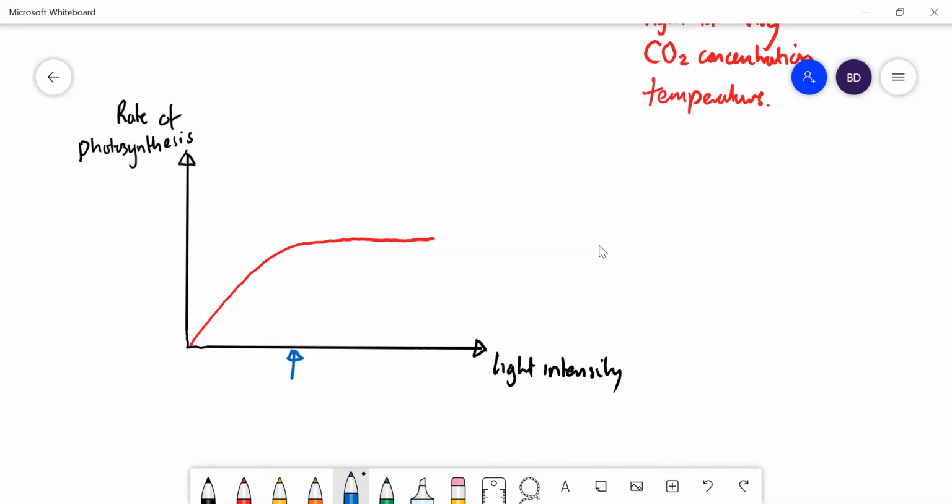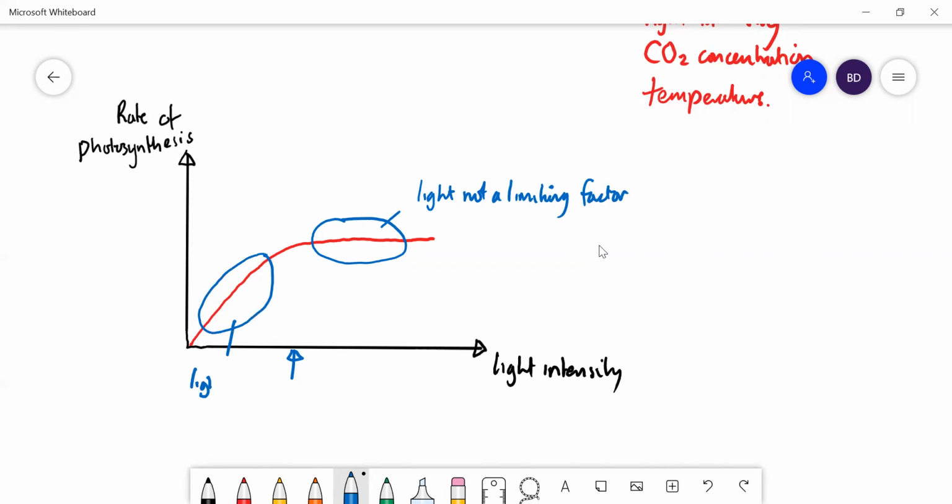But after that point, in this region of the graph, we would say that increasing light intensity has no effect. The jargon there is you'd say that light is not a limiting factor. The rate of photosynthesis is not limited by the amount of light available. It's something else which is stopping it from going even faster, whereas here in this part of the graph, light is limiting.